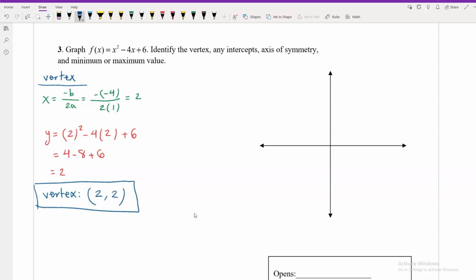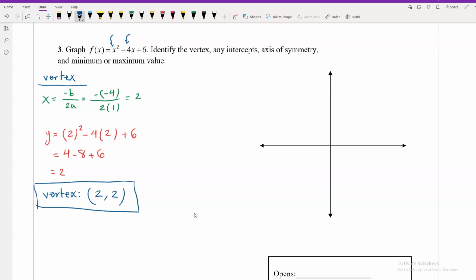So here, finding vertex, x is equal to -b divided by 2a. b is -4. A is the coefficient of x squared, and that is equal to 1. So we have negative times -4 divided by 2 times 1. That is equal to +2.